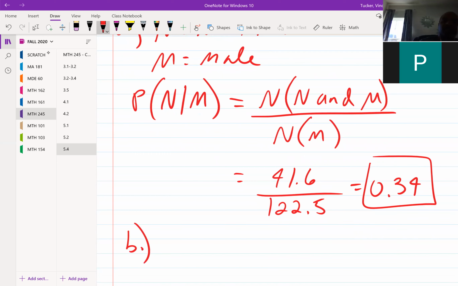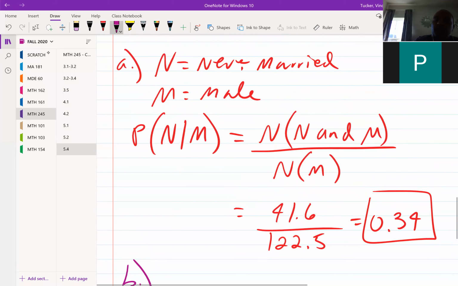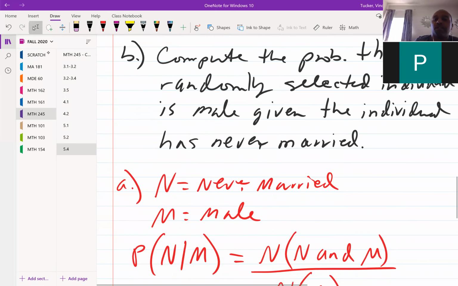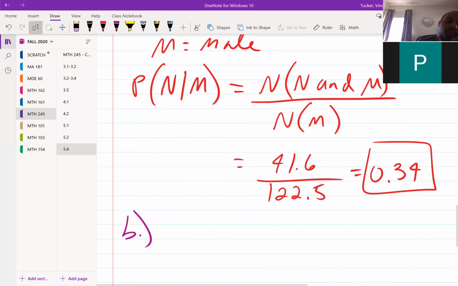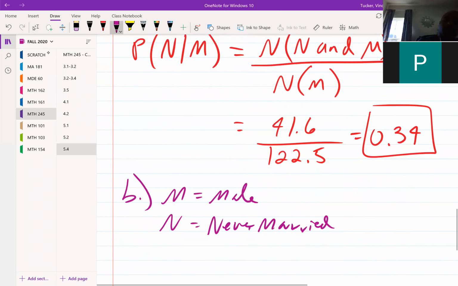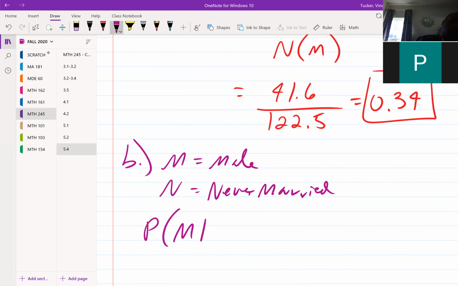I'll go purple this time. So if I'm not mistaken, this one we have it reversed. The probability that an individual is male given the individual was never married. So we'll keep our same variables. I can write M is male, N is equal to never married. So we want the probability that M occurs given that N has already occurred.